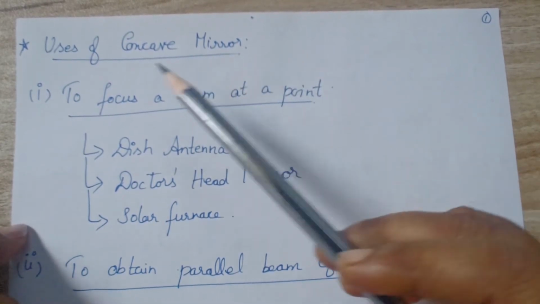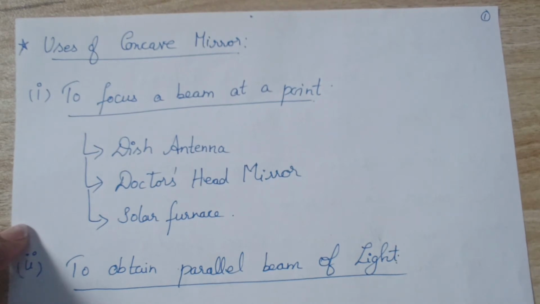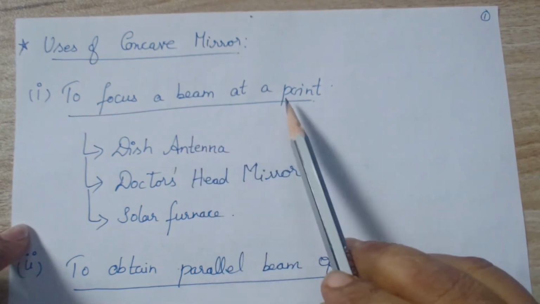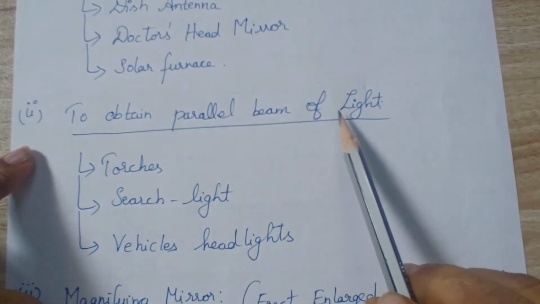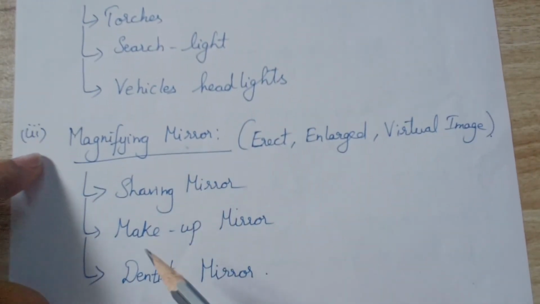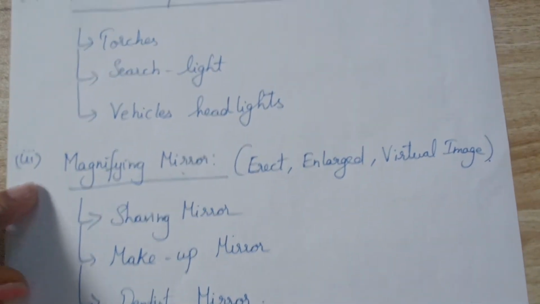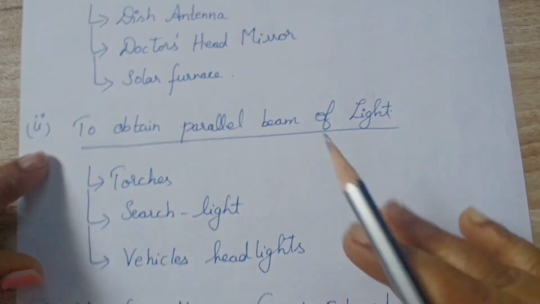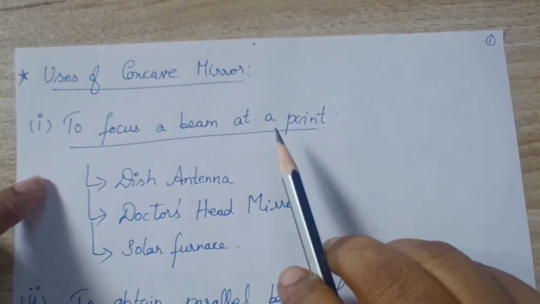Okay, so this concave mirror is used to focus a beam of light at a point, and it is used to get a parallel beam of light, and also used as a magnifying mirror. Okay, for these purposes we'll be using the concave mirror. So first we'll see how to focus a beam of light at a point.